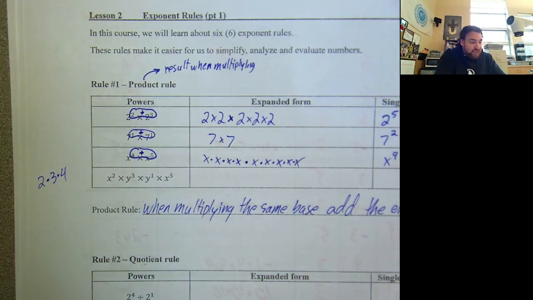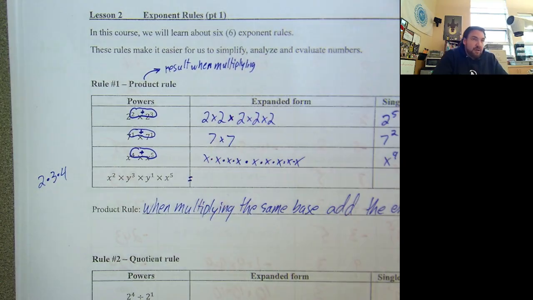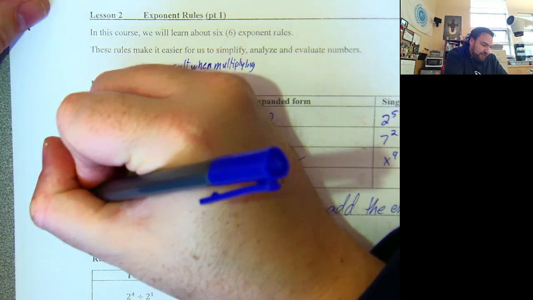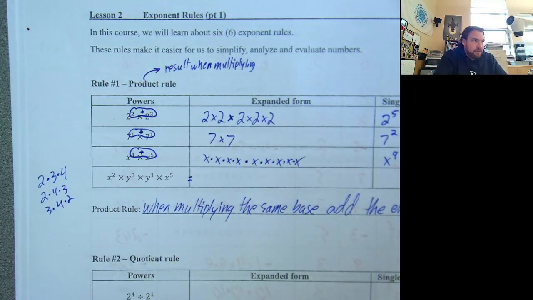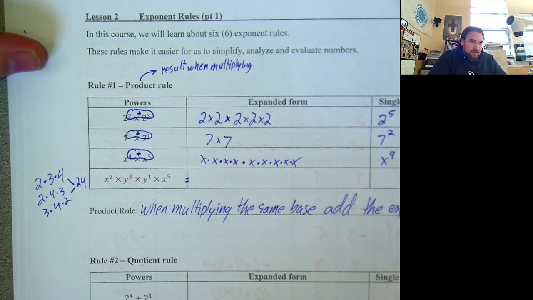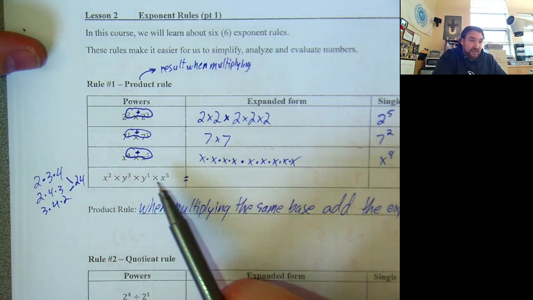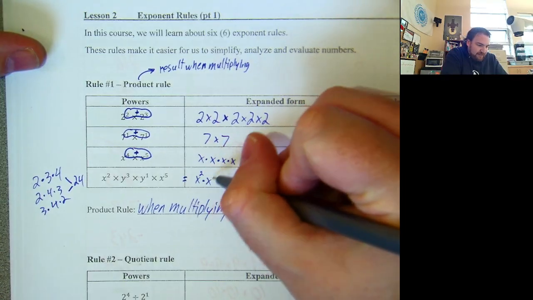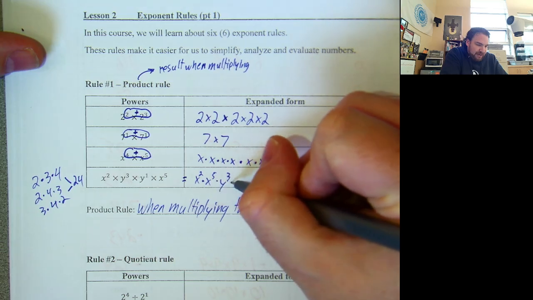So what I'm going to do is change this question. Instead of having x squared times y cubed times y to the 1 times x to the 5, I'm going to rearrange the order, and it's going to be the same thing. Because 2 times 3 times 4 is the same as 2 times 4 times 3, which is the same as 3 times 4 times 2. Either way, you get 24. So I can rearrange this. I could write this as x squared times x to the 5 times y cubed times y to the 1.